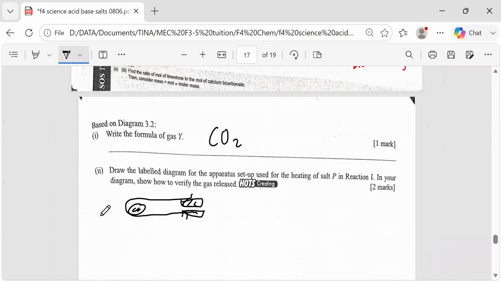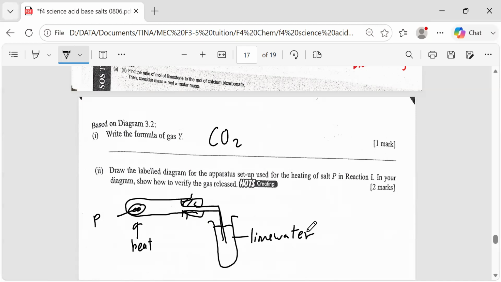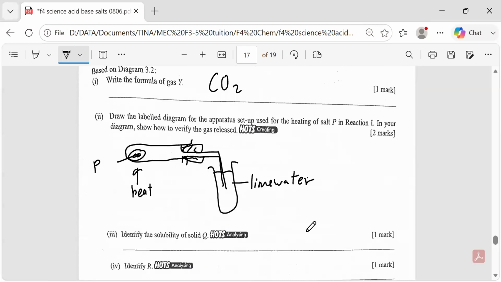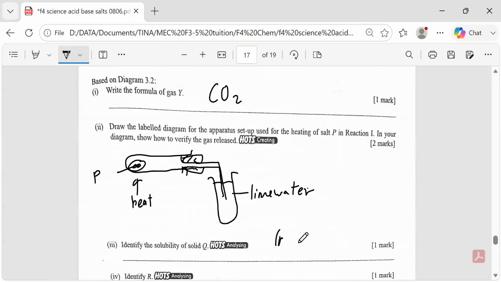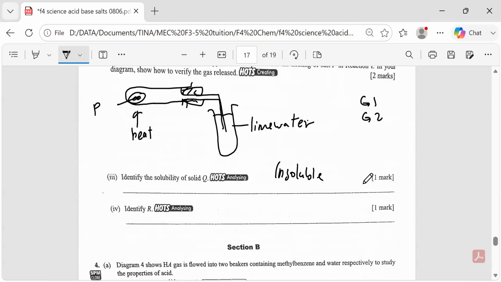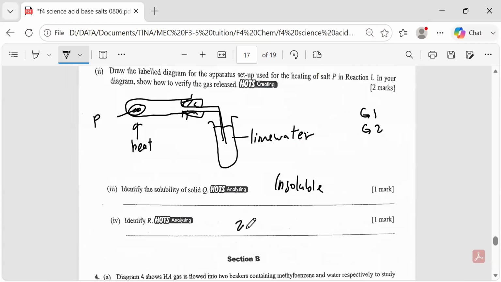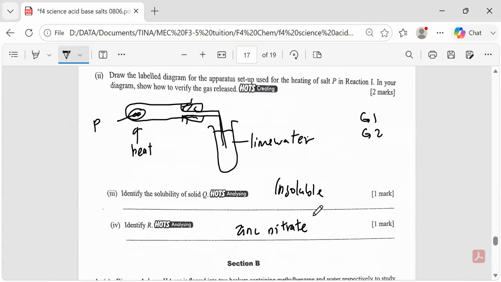So here is salt P, heat, then the gas goes inside lime water. Solubility of solid Q. Who is Q? Zinc oxide. Zinc oxide is insoluble. How do you know if an oxide is soluble or not? Only group 1 and group 2, some of them are soluble oxides, because they are alkali metals and alkaline earth metals. R is zinc nitrate. Can you understand?